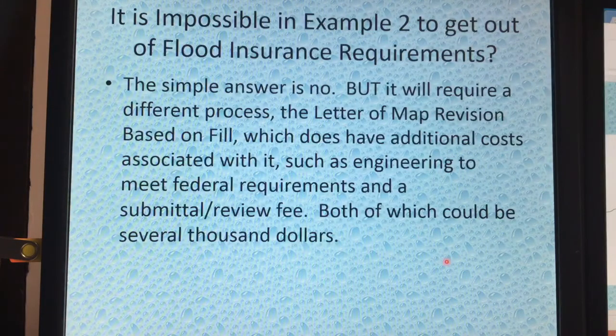Now, is it impossible for the house in example 2 to get out of the flood insurance requirements? No, it's not, but it requires a different process, a letter of map revision based on fill. And that does have additional costs associated with it. You typically need engineering to show that the fill is not going to have any adverse impacts on the floodplain, especially neighboring properties or infrastructure. And there is going to be a review and submittal fee, both of which can run several thousand dollars. So if you have to go through this process, you might need to look at what your budget is going to be in terms of how fast this will pay itself off.